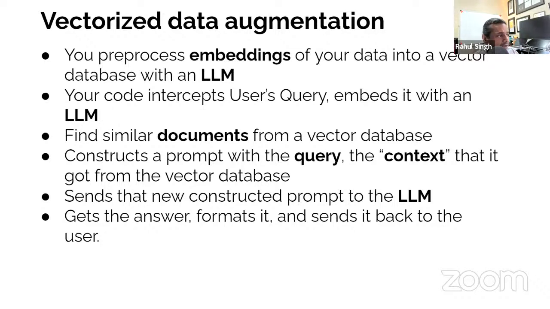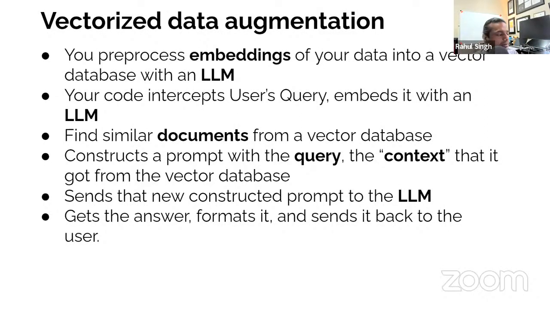Your code then, when a user is asking a question, embeds the question with an LLM, the same way that you had pre-processed your data into a vector database by embedding it and storing it in there. And it takes the embedding of the question and it finds similar documents from the vector database. Now, vector databases have similarity search built in. So if you have, well, most of the good ones at least, if you have vectorized data inside a vector database and you have your query and you vectorized it, you can find similar documents.